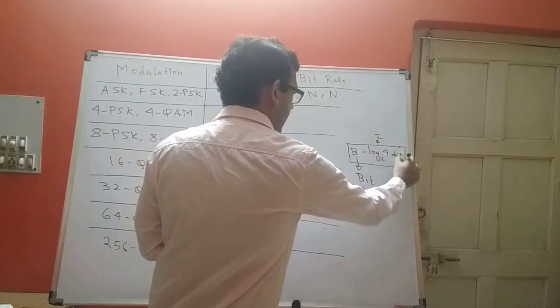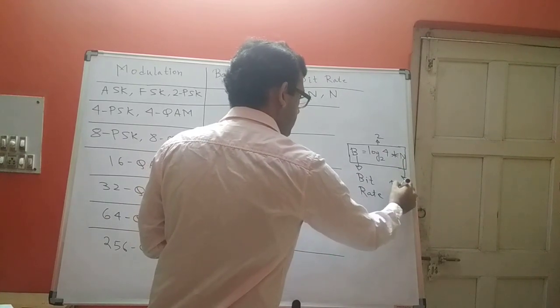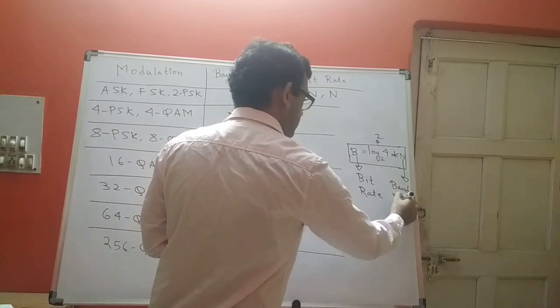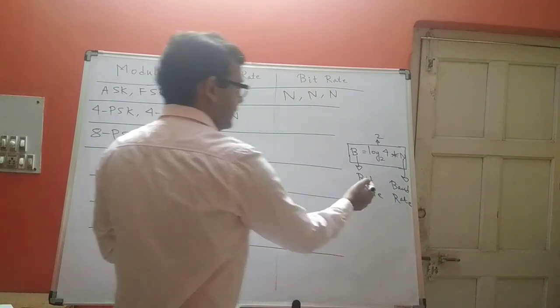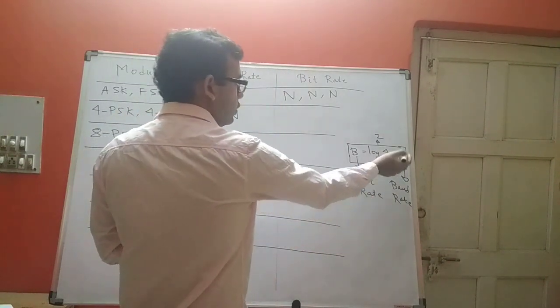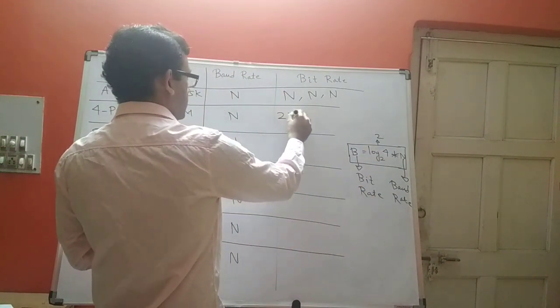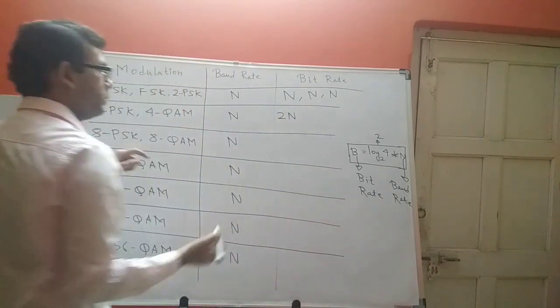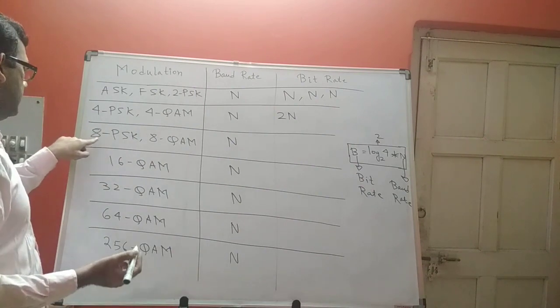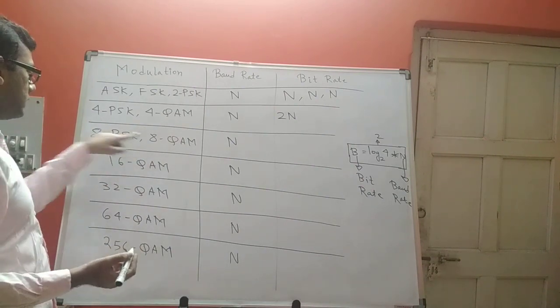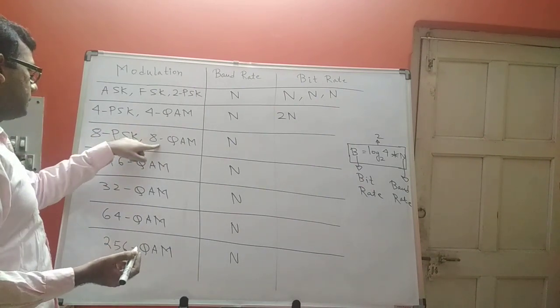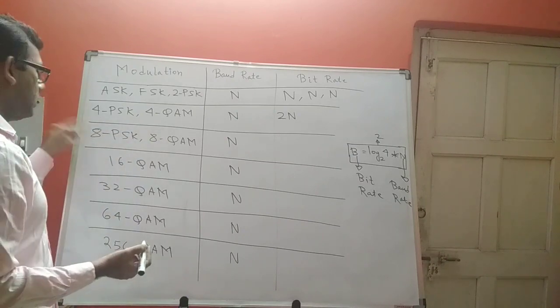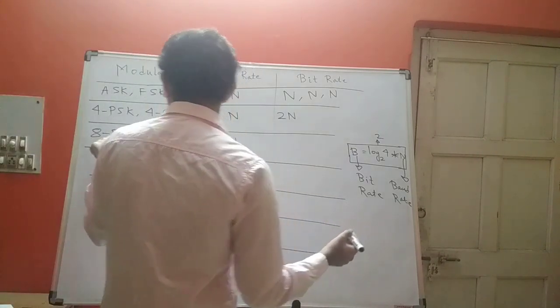Okay, and n denotes my baud rate. So as I can see, the bit rate will now be given as 2 into n, that is 2n, and it will be the same for 4 QAM as well. In both cases, it will be 2n. In this case, for 8 PSK as well as for 8 QAM, the order is 8.